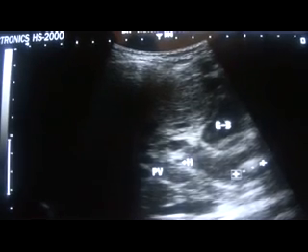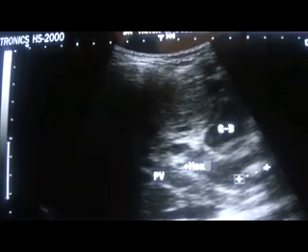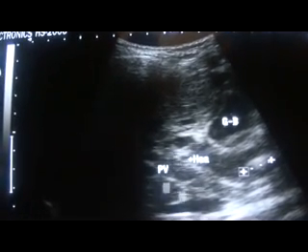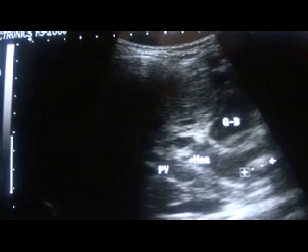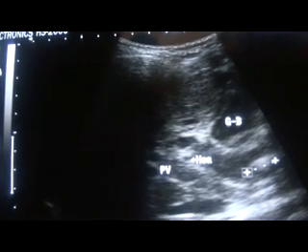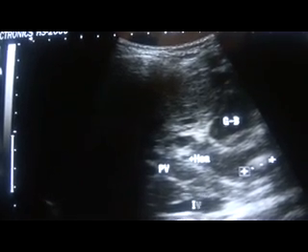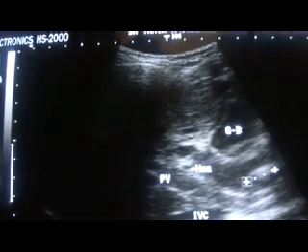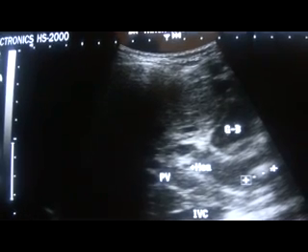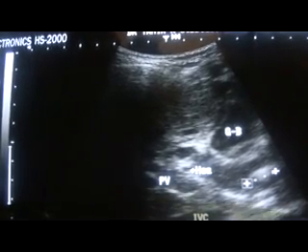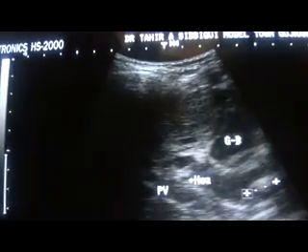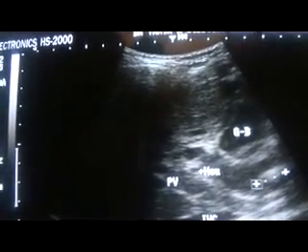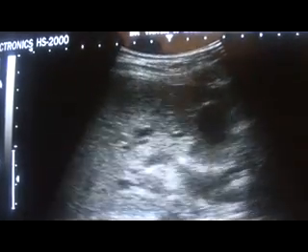So these three structures make up the porta hepatis. So IVC, in patient in left lateral decubitus posture, you can see the degree of intrahepatic bile duct ectasia, and they are extending up to the periphery of the liver, quite obvious.